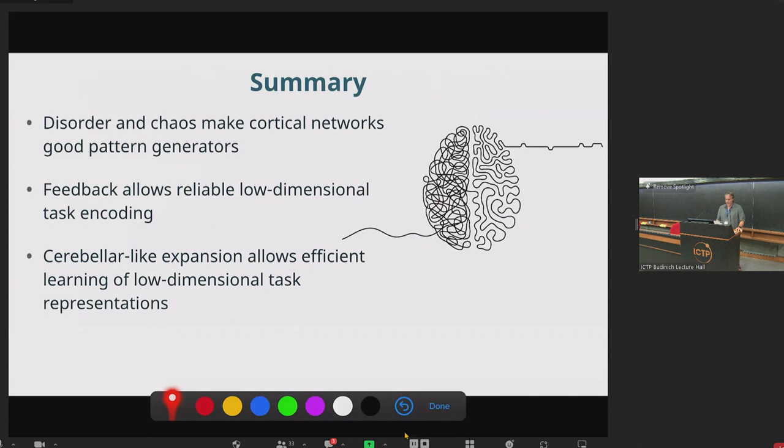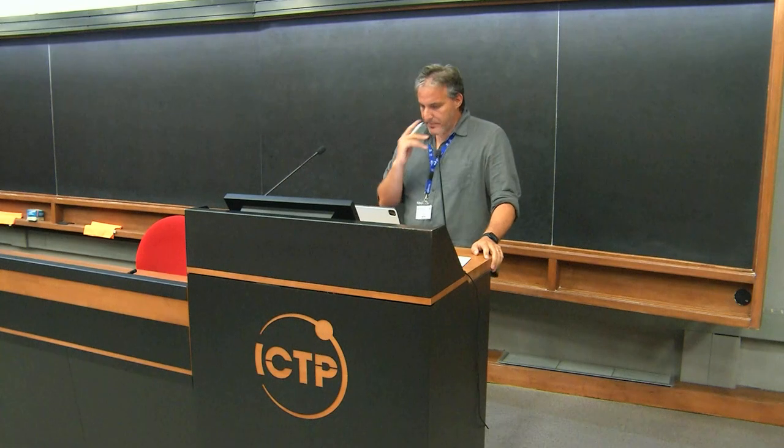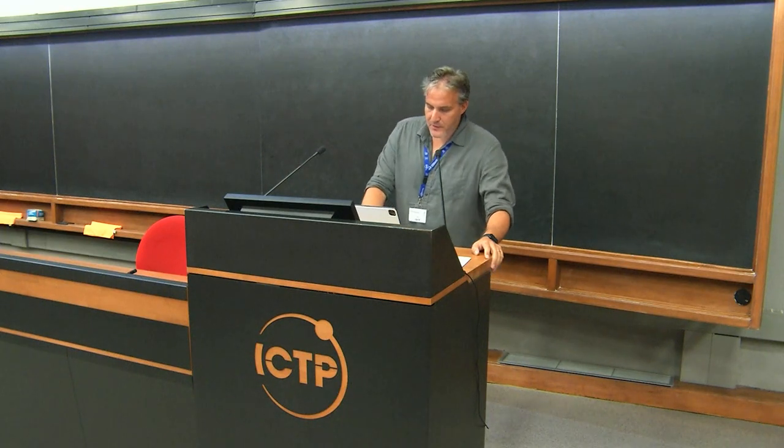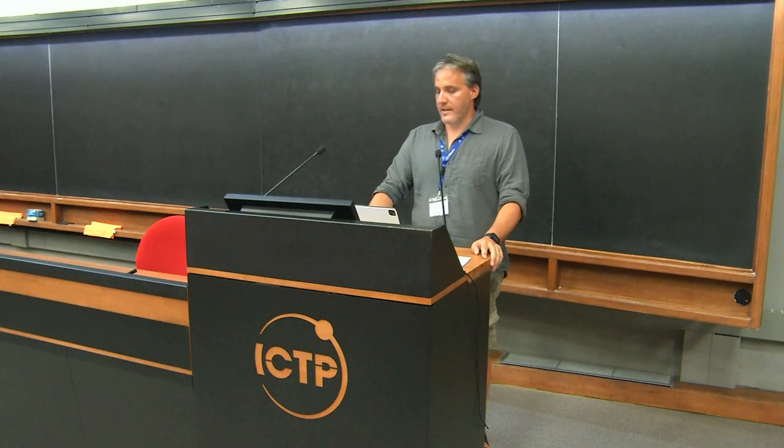biologically plausible way. To summarize, I've shown that disorder and chaos make cortical networks good pattern generators, and we can use them for learning this diversity of patterns. Feedback provides reliable, low-dimensional task encoding. And cerebellar-like expansion allows efficient learning of low-dimensional tasks and representations.